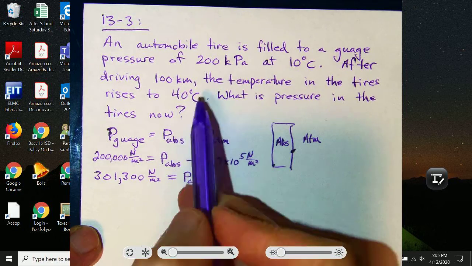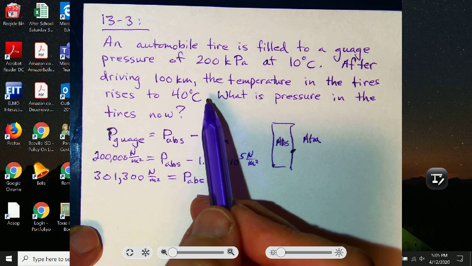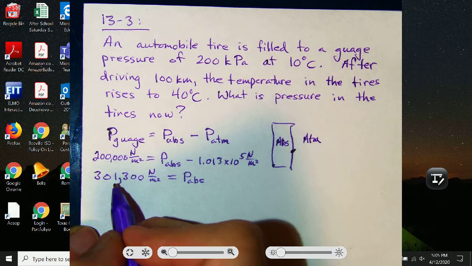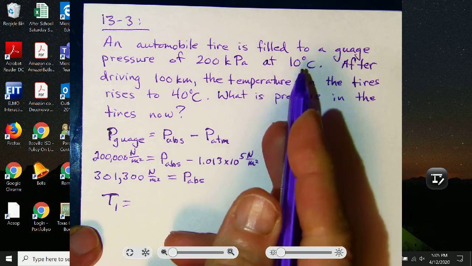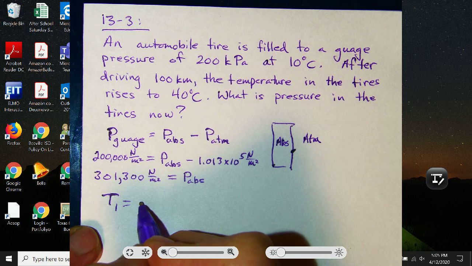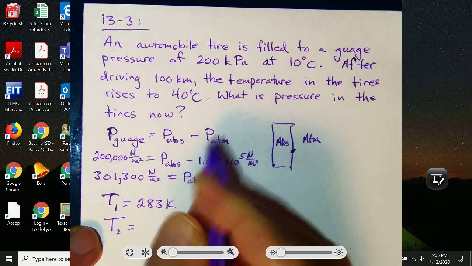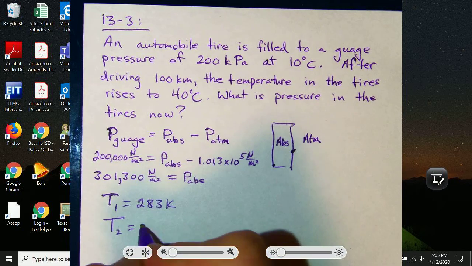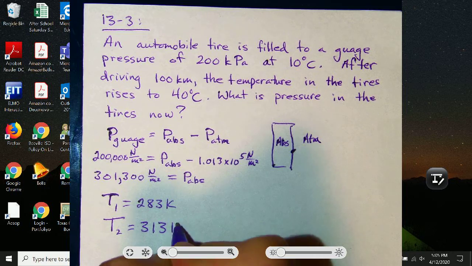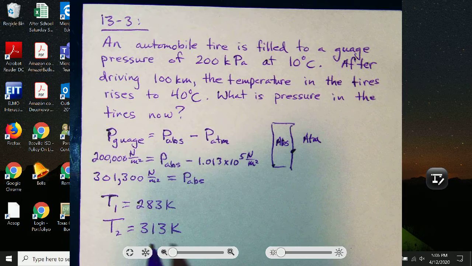Now remember that we've got to use the temperature in Kelvin. We've got 2 temperatures here. Temperature 1 is 10 degrees Celsius, so add 273, that's 283 Kelvin. Temperature 2 is 40 degrees Celsius. Add 273, that's 313 Kelvin.